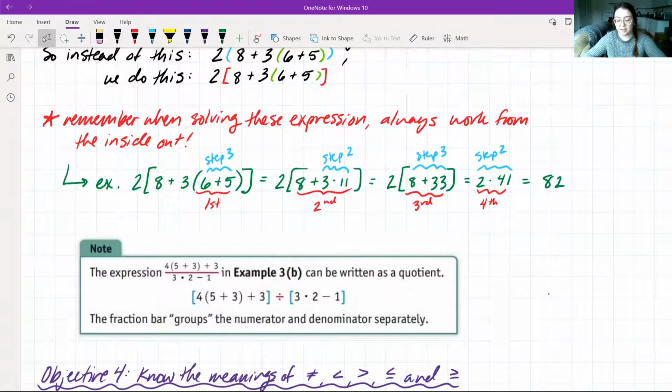And we're going to say that in brackets, 4 times, in parentheses, 5 plus 3, divided by 3 times 2 minus 1, all in brackets. So we say that the fraction bar groups the numerator and the denominator separately. And remember, our numerator will always be written first, and then our division symbol, and then our denominator. So whenever you have fractions like this, you can always rewrite them as quotients in order to follow along with your order of operations.